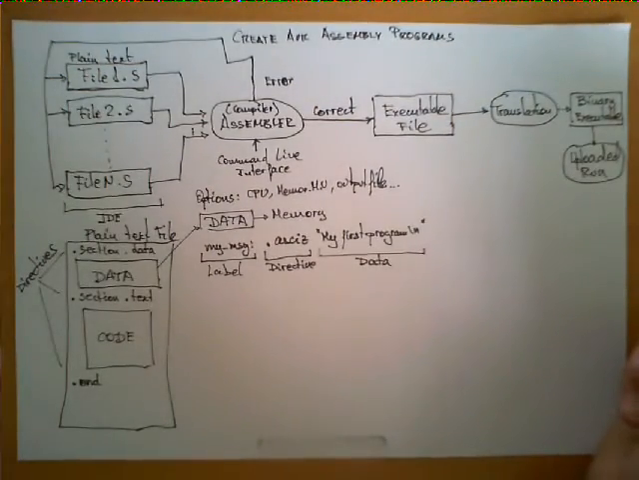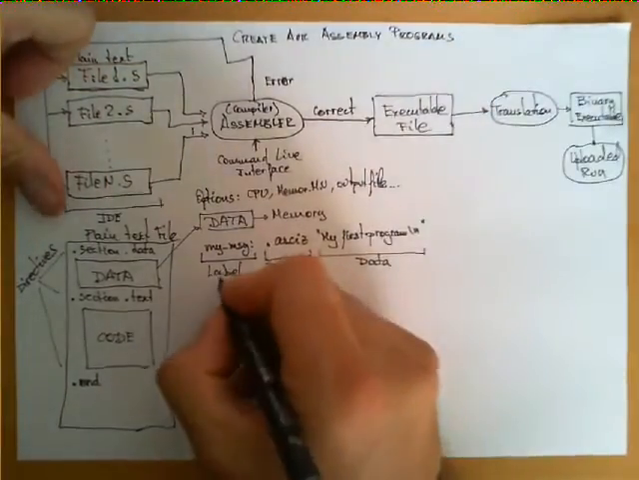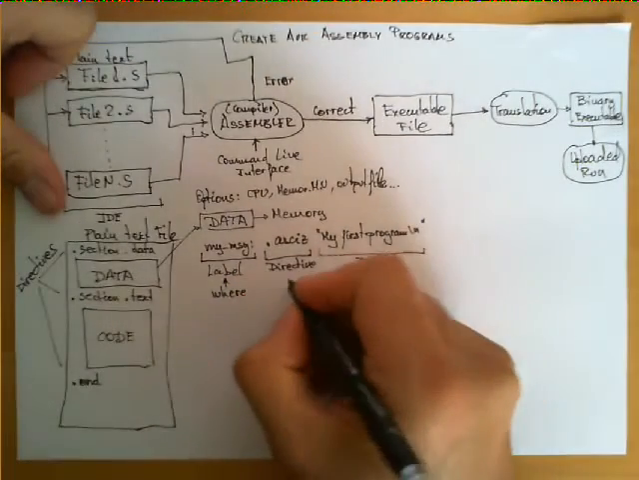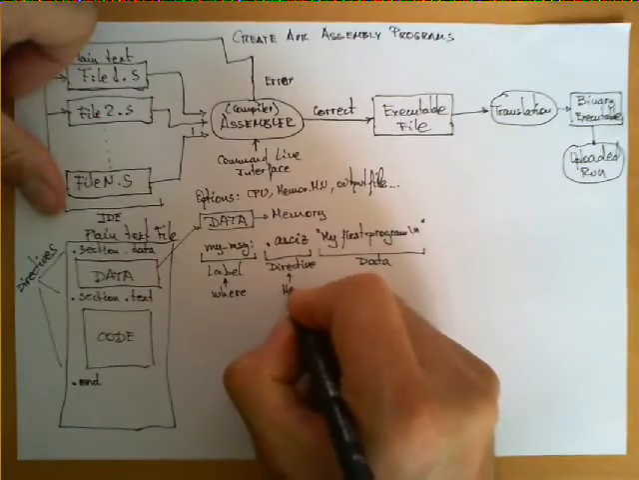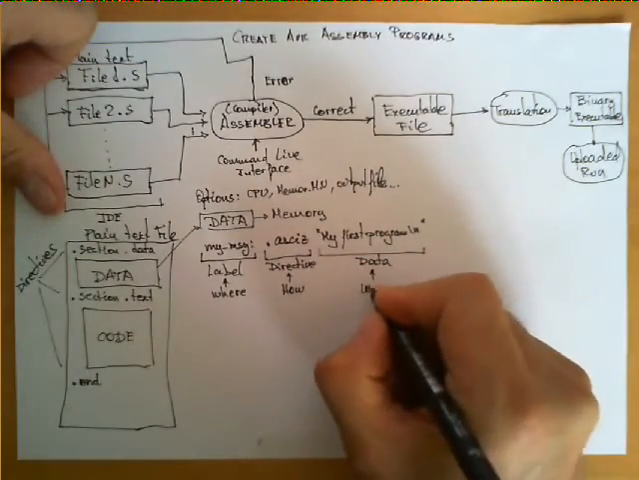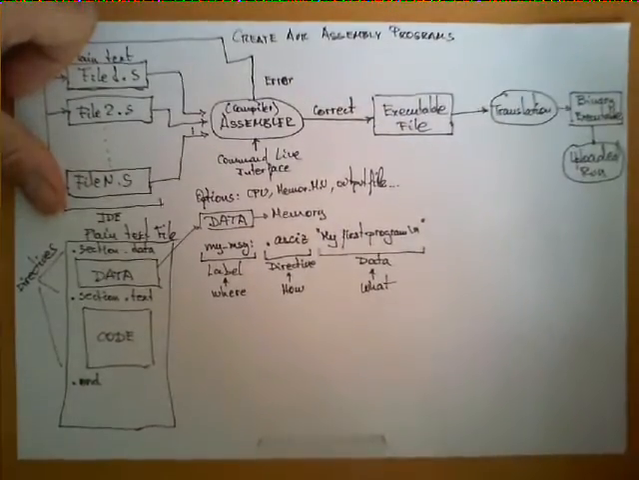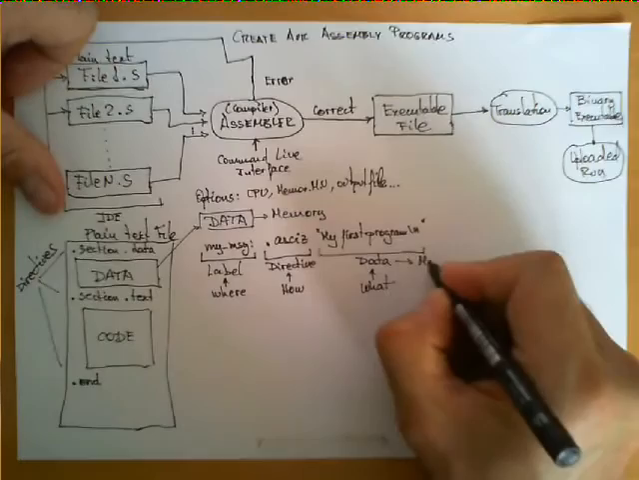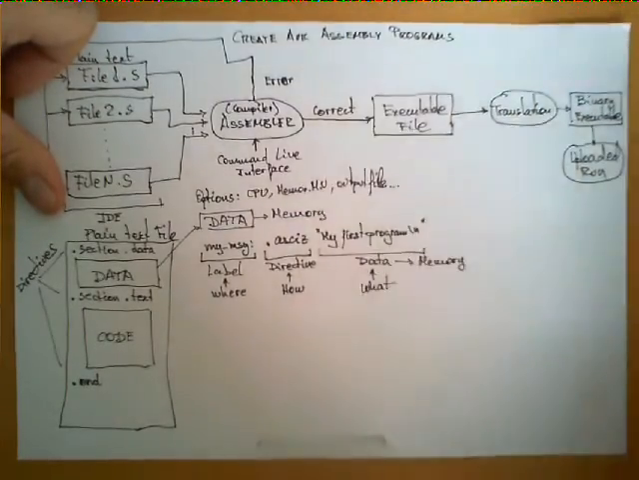So another way of looking at this is that you have three elements. This label is telling you where the data is going to be stored. This directive is telling you how the data is going to be stored. In this case, it's going to be a string. And finally, what is it that we are storing? And eventually, as we said before, this data ends up in memory.